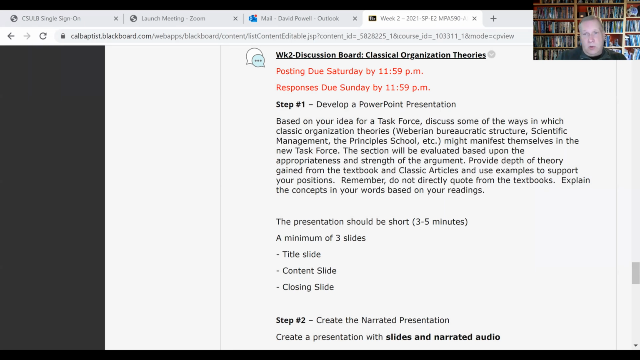Discuss some of the ways in which classic organization theories such as Weber and scientific management might manifest themselves in this new task force. This section will be evaluated based upon the appropriateness and strength of the argument, depth of theory gained from the textbook and classic articles, and use of examples to support your positions. Remember, do not directly quote from textbooks, but rather explain your concepts in your own words based upon the readings. So what you're doing is taking that task force that you presented last week, and you're going to talk about some of the ways that a Weberian or a Taylor type of approach could contribute to the bureaucratic structure you would create within this task force.